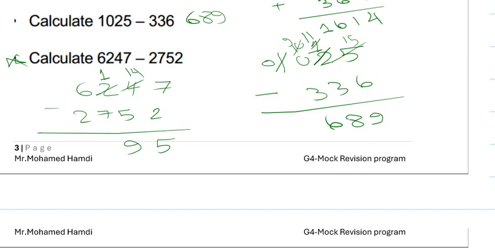1 minus 7 can't be. 1 take away 7 can't be. You need to borrow 1 from the 6. 6 will be 5, and this one will be 11. 11 minus 7, this gives me 4. 5 minus 2 gives you 3.